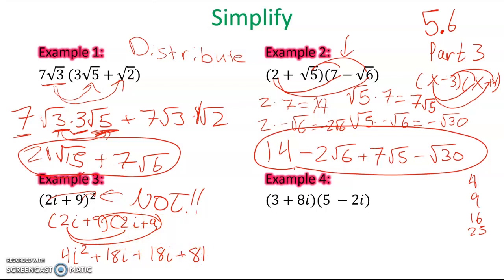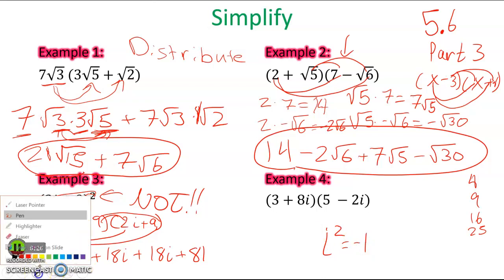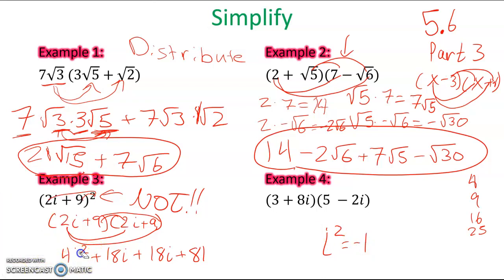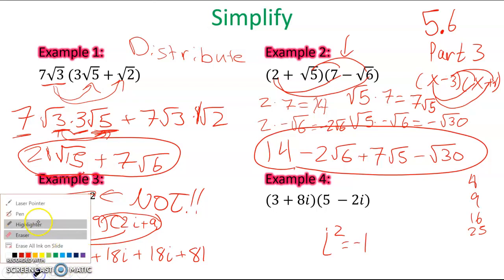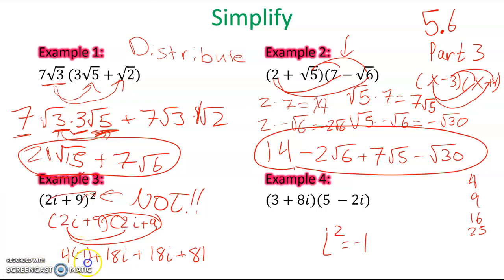But from there, we also have to remember our rule that i squared is equal to negative 1. So wherever I have an i squared, I am going to substitute in multiplying that number times a negative 1. So instead of the 4i squared, I'm going to put in 4 times a negative 1, which, if we multiply that together, is just simply a negative 4. And then from there, we just go about combining our like terms.